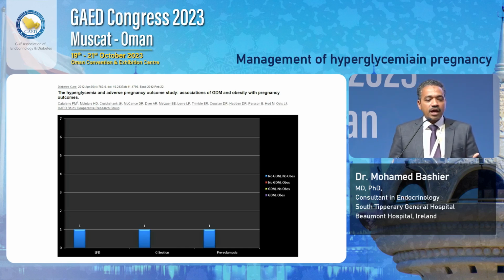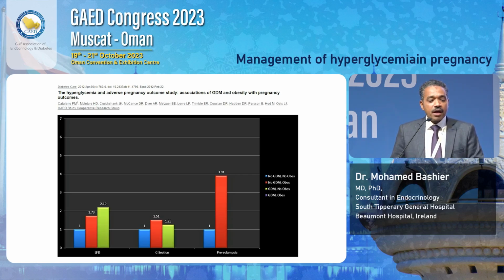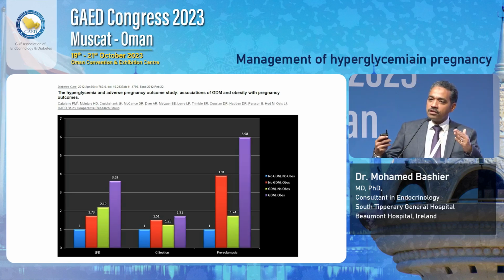So in women who have obesity but no GDM, you can see that the odds ratios of these complications are increased significantly, especially the preeclampsia. If you look at GDM patients with no obesity, you can see that the difference is not that much. If anything, some risk factors are less likely to happen in GDM alone. But when you combine both together, you'll find that the complications start to increase quite significantly.